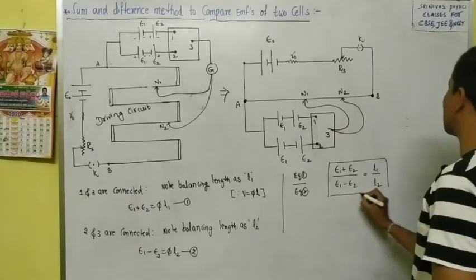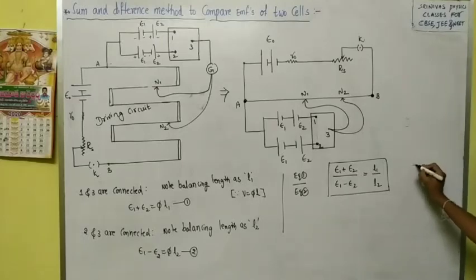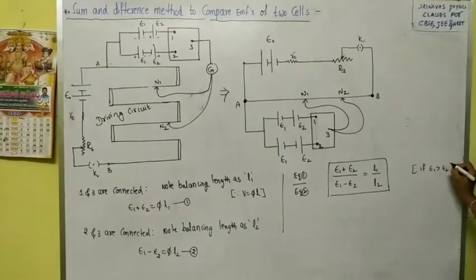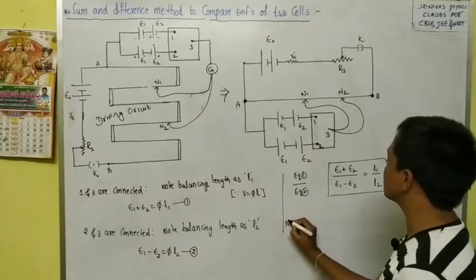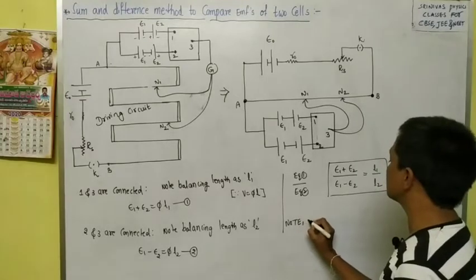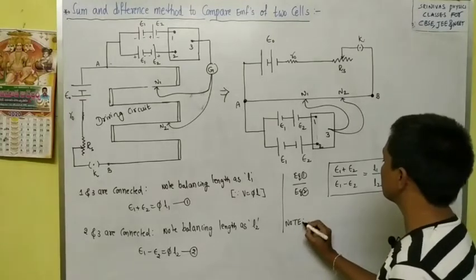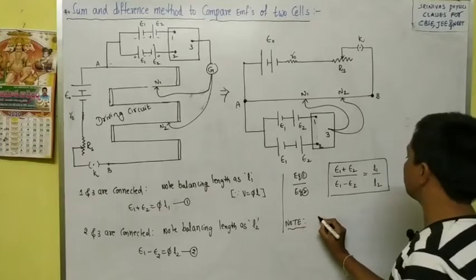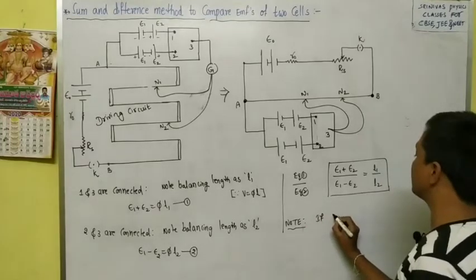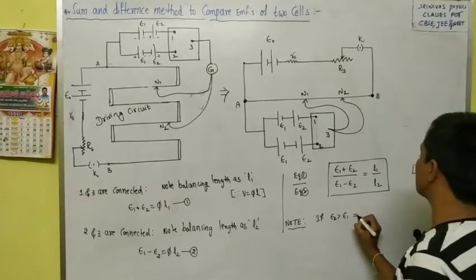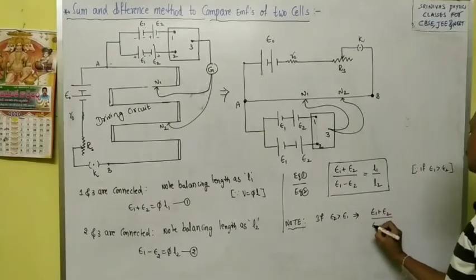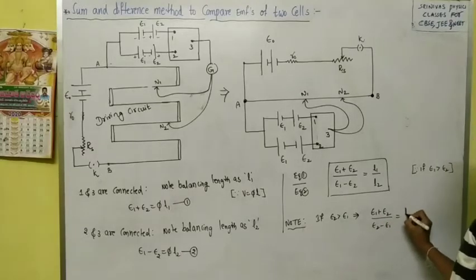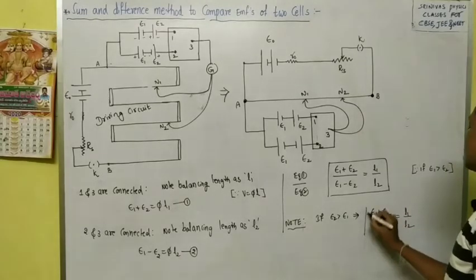This formula we have to use if E1 is greater than E2. Sometimes, this is the note I will write: if E2 is greater than E1, the comparison we write is like this: E1 plus E2 by E2 minus E1 is equal to L1 by L2.